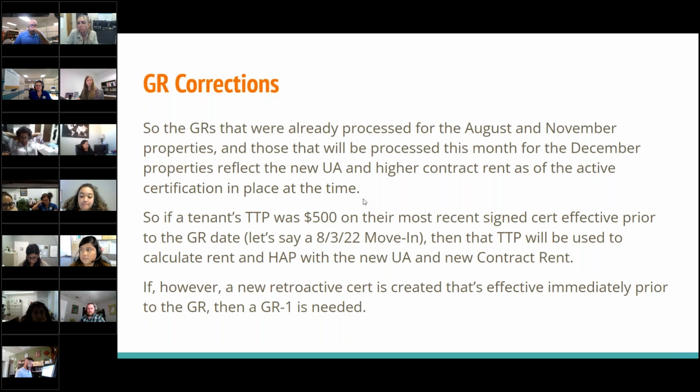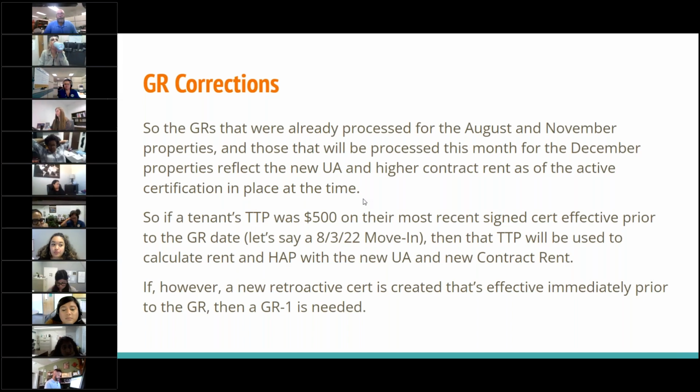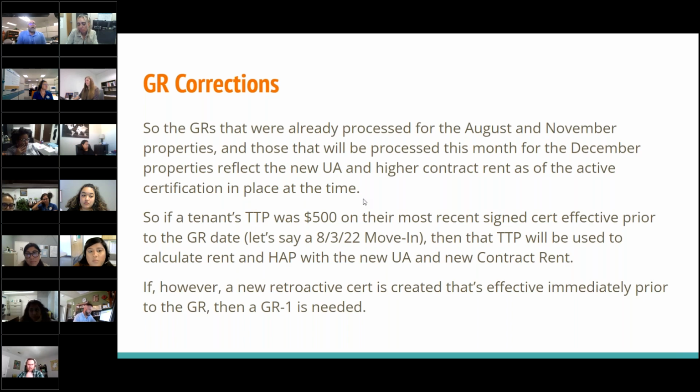The issue is that if you're creating a retroactive certification that's effective immediately prior to the gross rent itself, then we're going to need a gross rent correction. In this example, if a tenant had a TTP of 500 on their most recent cert, let's say it's August 3rd move-in, then that TTP will be used to calculate rent and HAP with the new contract rent. But if then there's a new certification effective between August 3rd and the gross rent effective date, that means we're going to have to update the gross rent to reflect those new amounts.